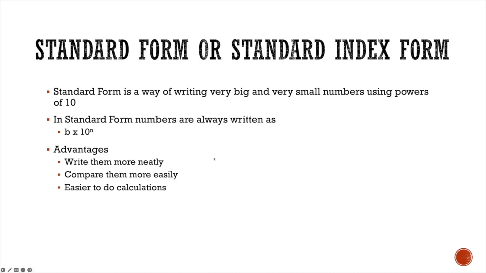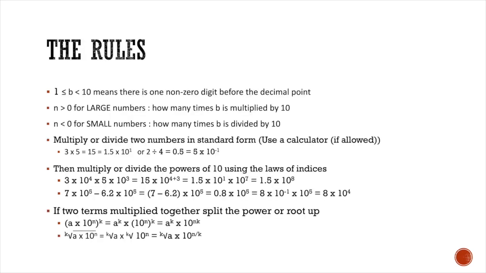Advantages: write them more neatly, compare them more easily, easier to do calculations. The rules: the non-zero value is in between 1 and 10. It is greater than or equal to 1, less than 10. The non-zero value means starting from 1 up to 9. N is positive, or N is greater than 0, for large numbers.